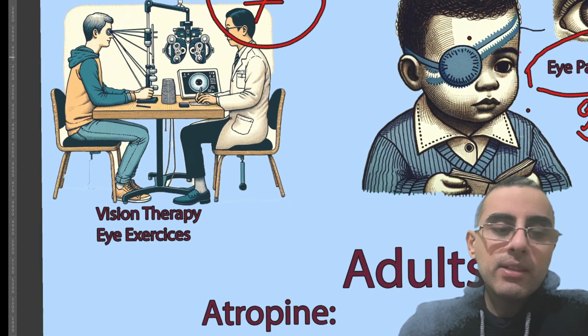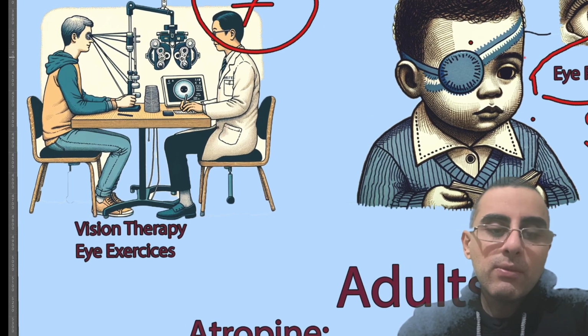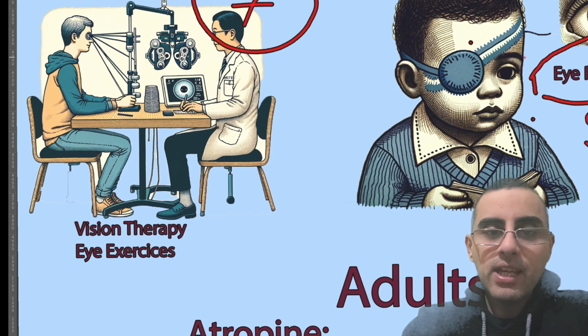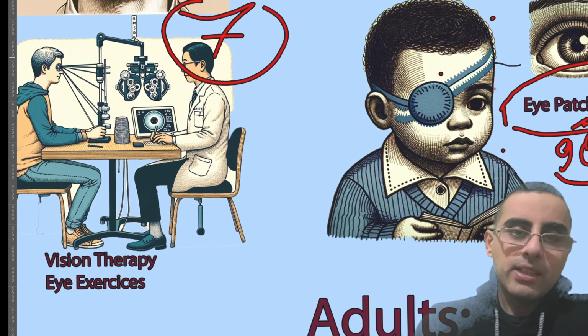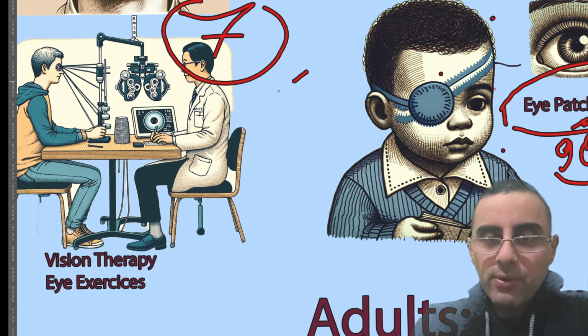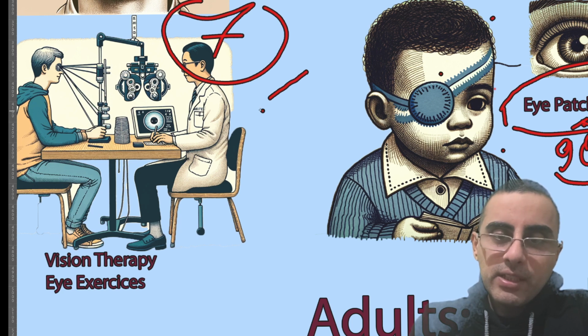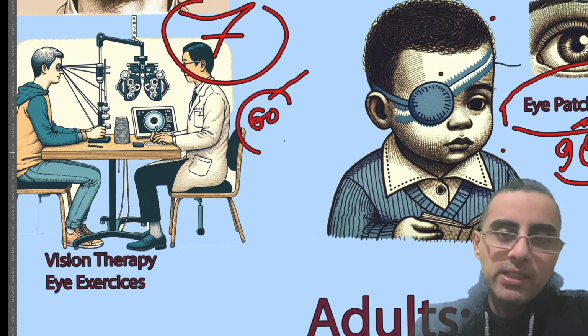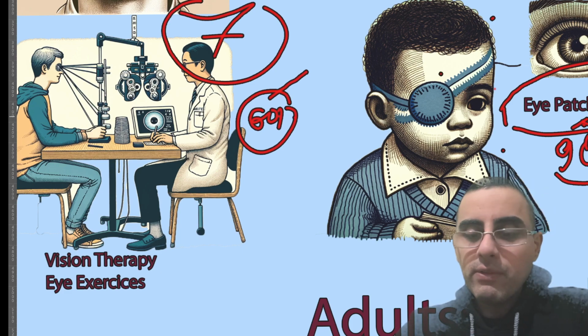And the third treatment method is vision therapy, eye exercises. It also has an important role, and its effectiveness is around 60%. It depends, of course, on individual factors.